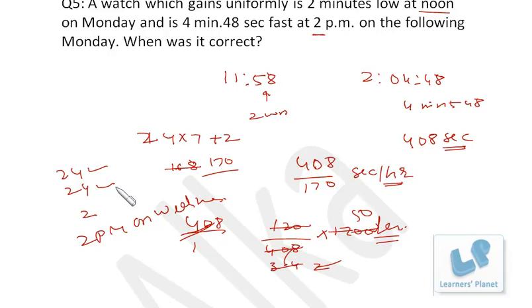So both the problems are quite similar to each other. You have to see the initial time and the final time. The difference between the two is that here it is a 2 minute loss, and there a 4 minute 48 second gain. So in all 408 seconds are gained in 170 hours, so this is the per hour gain. It has to gain 120 seconds because it is running 2 minutes slow. That will take 50 hours, and this is 2 p.m. on Wednesday, right?